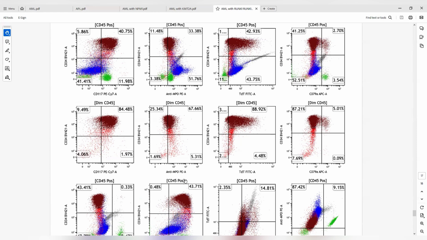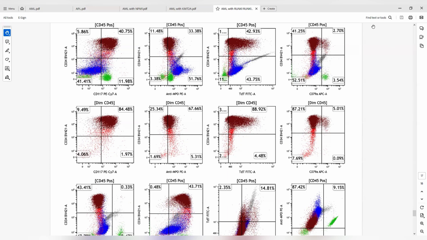So overall, we do have an immature blast population that is positive for CD34, positive for CD117, positive for CD13, positive for CD33, and additional myeloid markers like CD64. Putting all these findings together, it seems like we're dealing with a myeloid blast population. However, it shows dim expression of CD19 and positive expression for TDT. And the message here is that lymphoid markers may aberrantly be expressed on acute myeloid leukemia. So don't forget that. And that's important for follow-up of these patients.